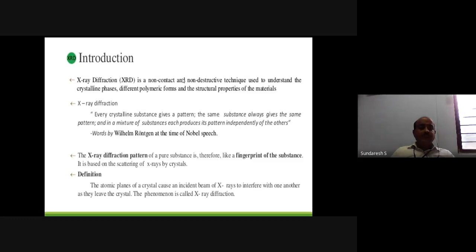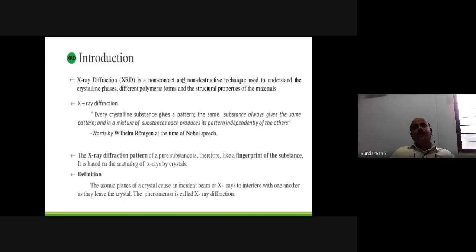In X-ray diffraction, every crystalline substance gives a pattern. The same substance always gives the same pattern, and in a mixture of substances, each produces its pattern independently of the others. This is what they say.